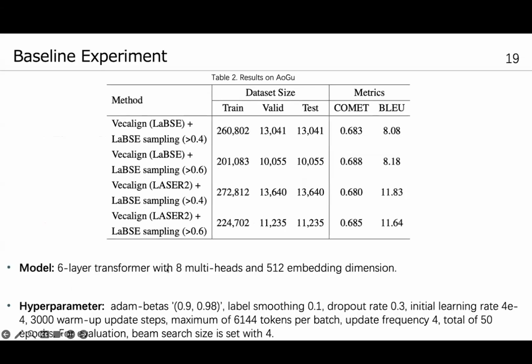We train a 6-layer transformer model with 8 multi-heads and 512 embedding dimensions. At the same time, we set up 4 experimental groups where LaBSE and LASER 2 represent the embedding model used in the sentence alignment stage, and the numbers 0.4 and 0.6 refer to the similarity sampling threshold. The BLEU scores for all of these 4 experimental groups are relatively low, while the COMET scores are relatively higher, indicating that the models trained at the sentence level exhibit limited performance.